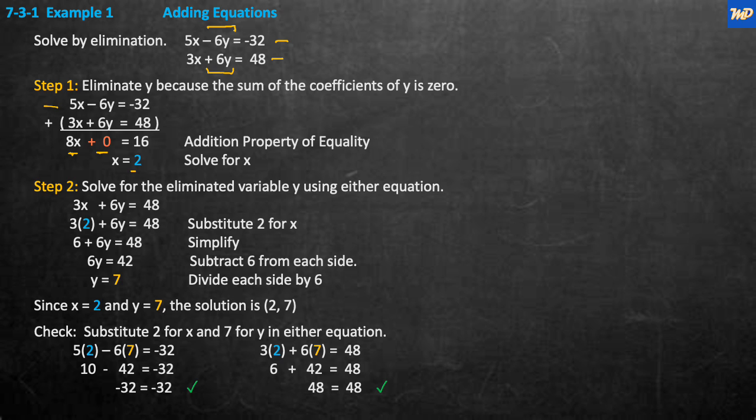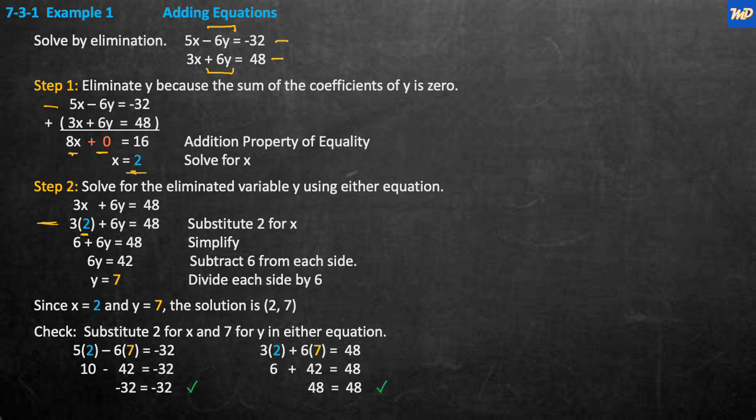So now we want to find the y value. We have x. We want to now eliminate x, in essence, to get the y variable. So what are we going to do? 3x plus 6y is equal to 48. We just picked, it doesn't matter which one you pick. And then we're going to substitute where the x is, because we solved for x and it's 2. We can now put the 2 in for x in this equation right here.